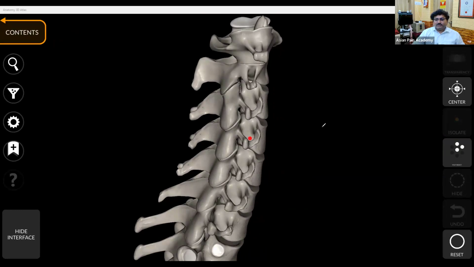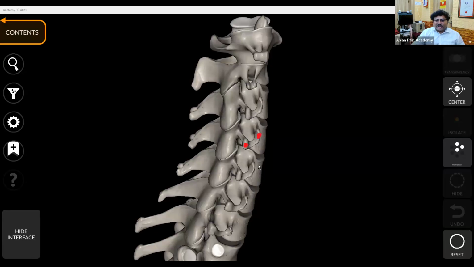Facet. No, it's not the facet. Transverse process. Yes, transverse process, but let us be particular. I have not pointed here because this is the transverse process. This is the foramen transversarium. The transverse process also has two other features that I have not discussed. This is one tubercle and this is another tubercle. The tubercle on the anterior side is known as the anterior tubercle, and the tubercle on the posterior side is known as the posterior tubercle.